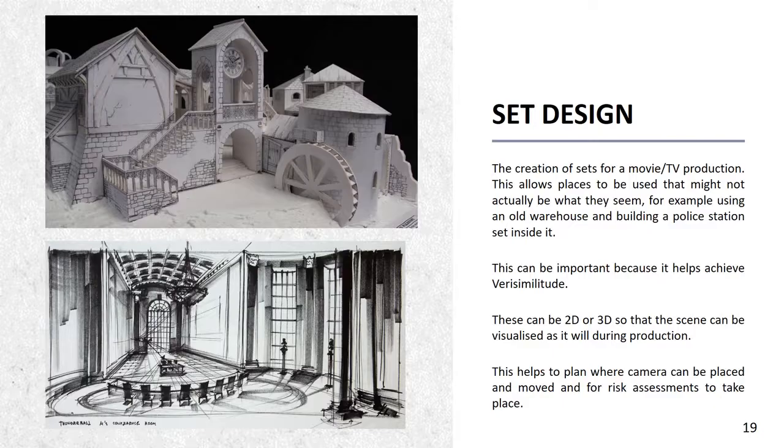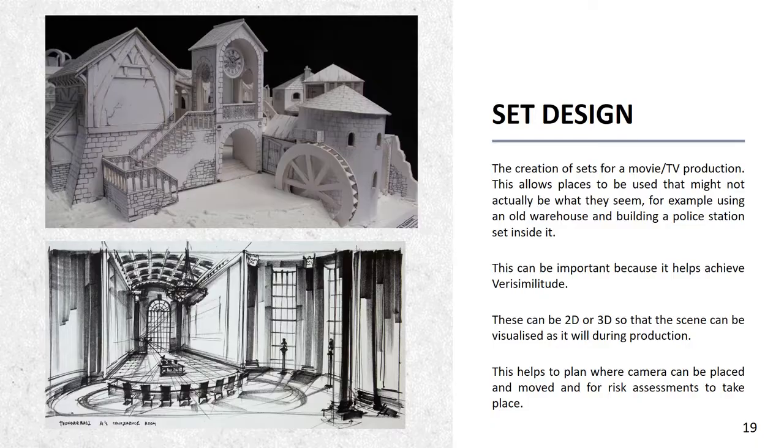So set design is used to allow you to create sets for a movie or TV production. It could be in 2D or 3D, but it'll have to match what it will be visualized as during production. Sometimes they're drawn out as models. Sometimes they are just drawn out on a piece of paper. Basically it helps to plan where you can place the cameras, where things need to move, and any risk assessments, such as if there's a large chandelier above someone's head, things like that.